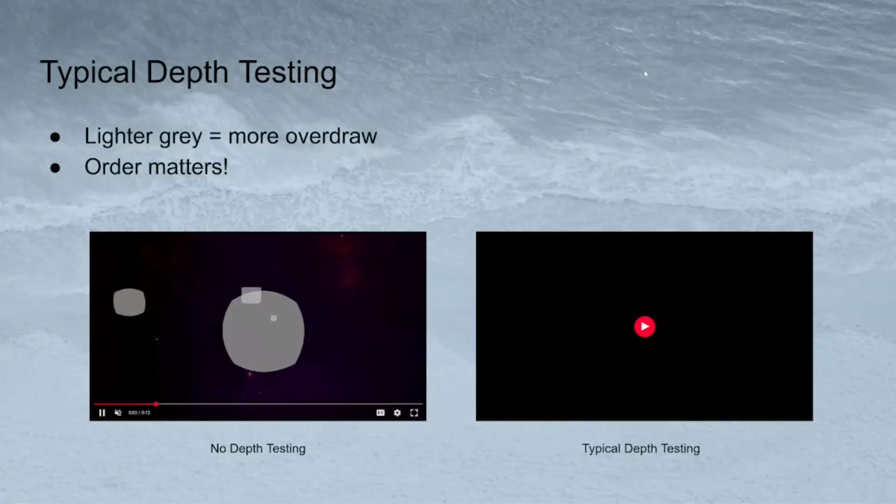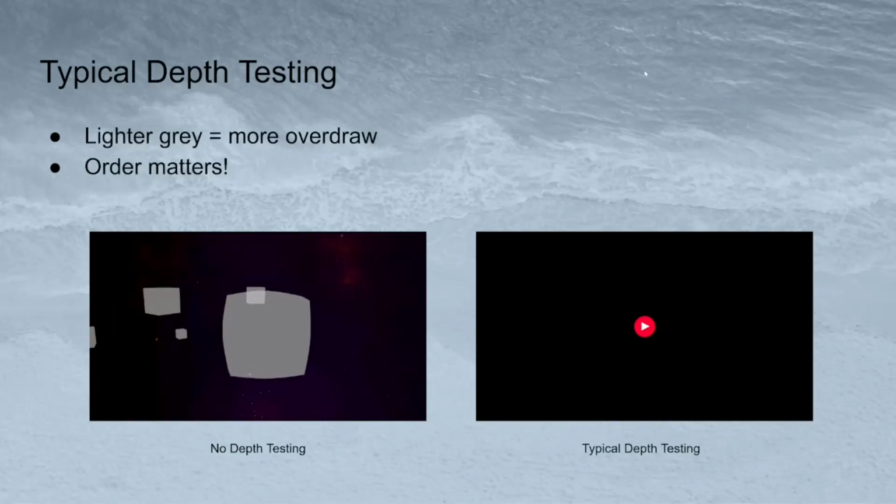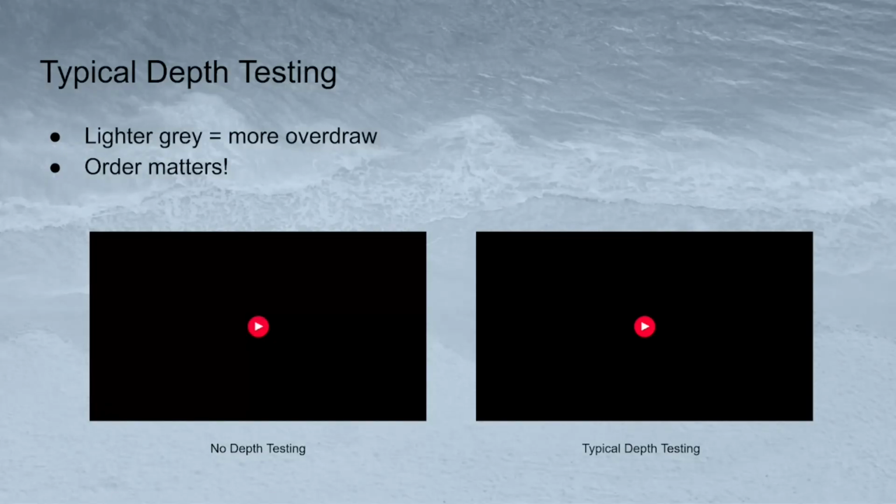So you'll notice that there's a lot of overdraw without any depth testing. Planets overlap each other and we're drawing all of them, of course, because we don't have a depth test. That's to be expected. So then we turn on the depth test, and we do it as we typically do.